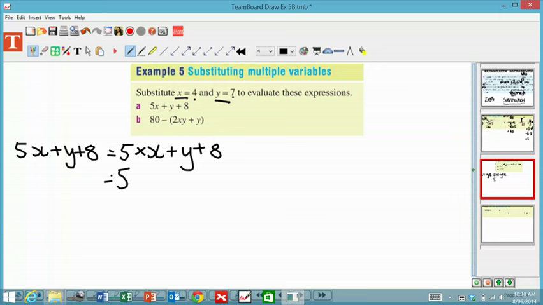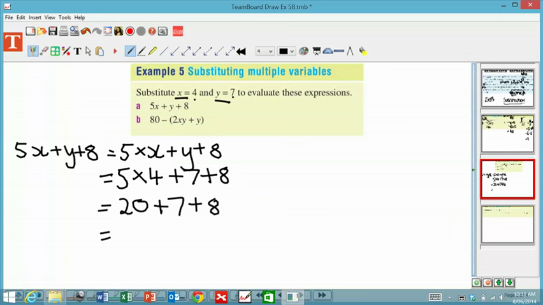So 5 times x is 4 plus y, which is 7, plus 8. Now we follow our BODMAS, so multiplication comes before addition. So 5 times 4 is 20 plus 7 plus 8, which equals 20 plus 7, which is 27, plus 8, which gives me 35. There's our answer. Really simple. Follow the process, follow the steps.